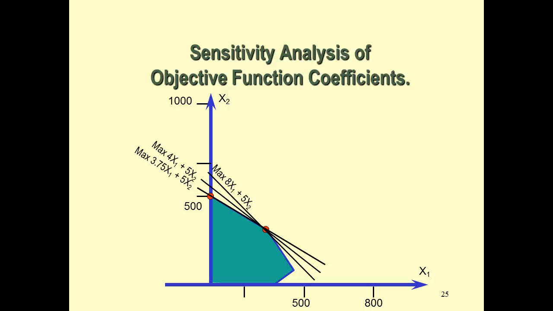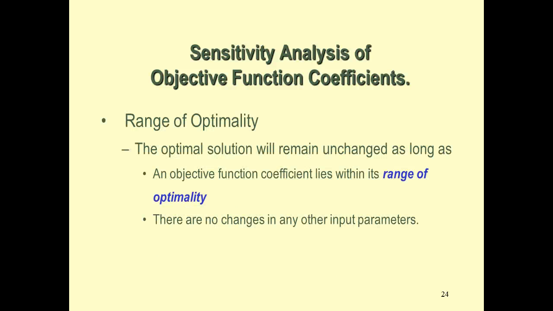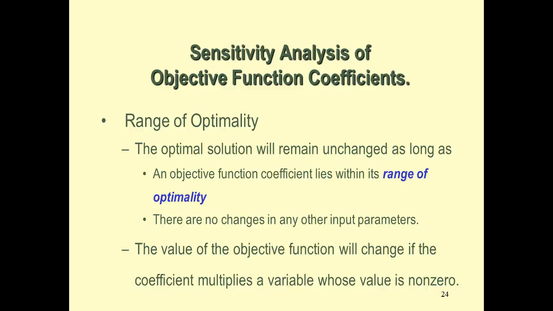So what if you change both? Yeah, what if you change both? Is this still covered under this? No. That's a very good question. If you look at the definition of range of optimality, it says the optimal solution will remain unchanged as long as an objective function coefficient lies within its range of optimality. So that's what we calculated. And there are no other changes in any other input parameters.